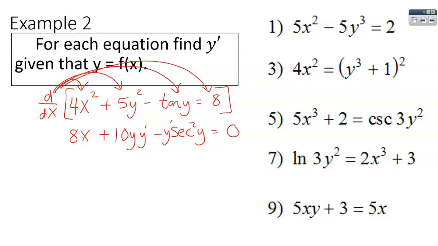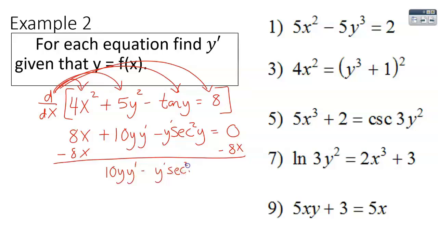So in that case, we are going to do steps 2 and 3. Steps 2 and 3 say make sure that the y primes are all on one side of the equation. So the easiest way to get all the y primes on one side is to move everything else away from them. So I'm going to move this 8x out of the way because it doesn't have a y prime. I'm going to put it on the other side. That way my 10y y prime and my y prime secant squared y will be on the same side that's opposite from the side of the negative 8.